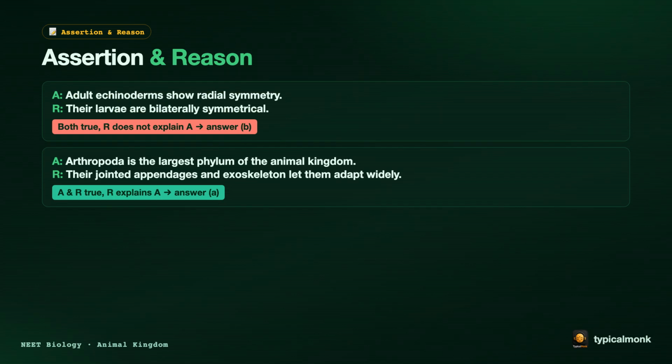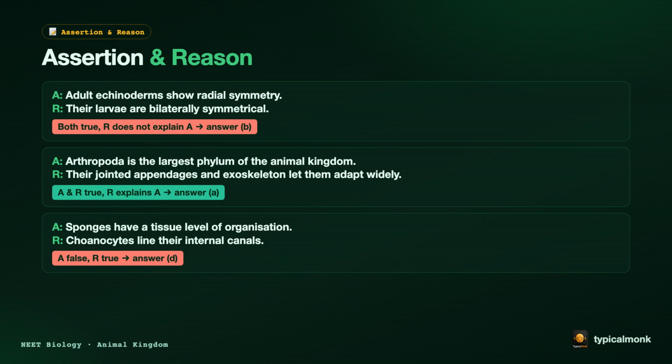Second, A: Arthropoda is the largest phylum of the animal kingdom. R: their jointed appendages and exoskeleton let them adapt widely. Both are true, and R explains A, so the answer is A. Third, A: sponges have a tissue level of organization. R: choanocytes line their internal canals. Here A is false, but R is true, so the answer is D.